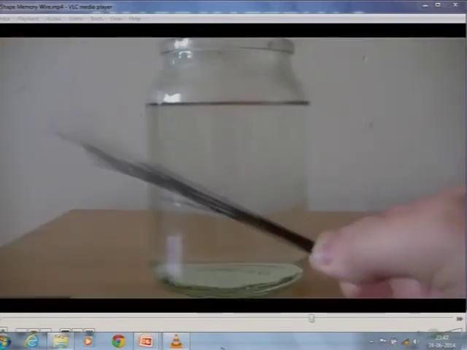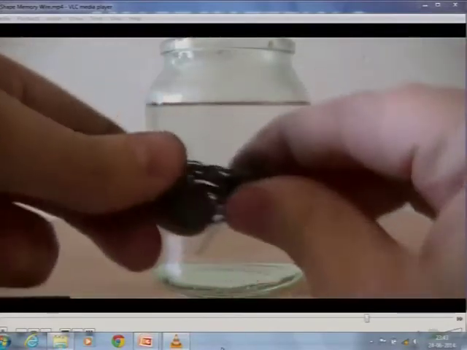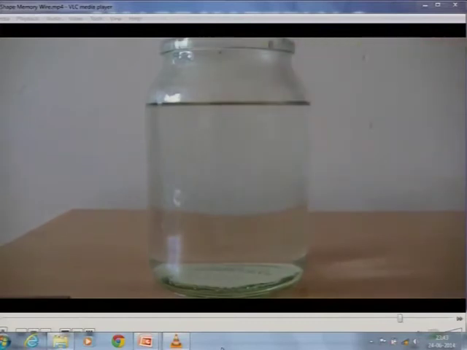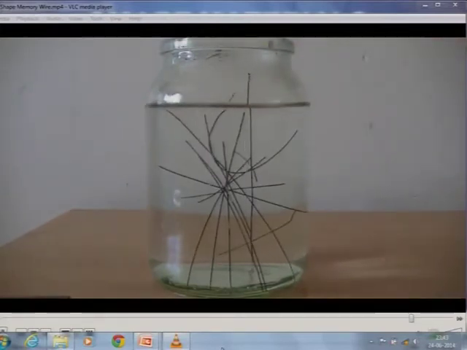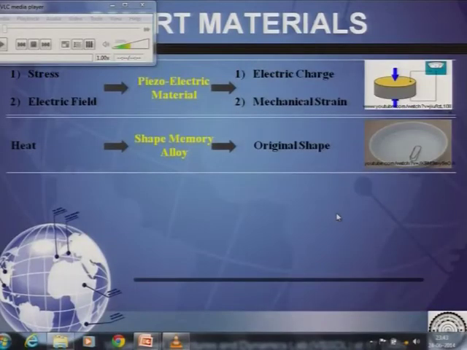Interesting. Now for this last test, it's just a bit of fun. I scrunched up a big bunch of straight nitinol and threw it in a jar of hot water, just to see what would happen really. Here we go. And it kind of looks like a spider's web. So there we have it. More experiments with nitinol.